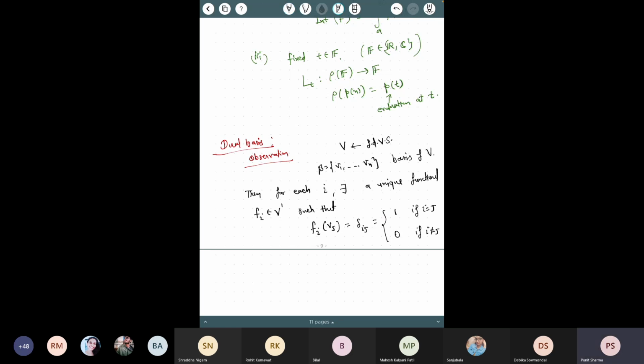So we are given a vector space, and we have also fixed a basis. Now I'm saying that for each i, where i is from 1 to n, there exists a unique functional fi such that fi of Vj is equal to del ij. Now tell me why this is true, or if it is not, then why it is not.